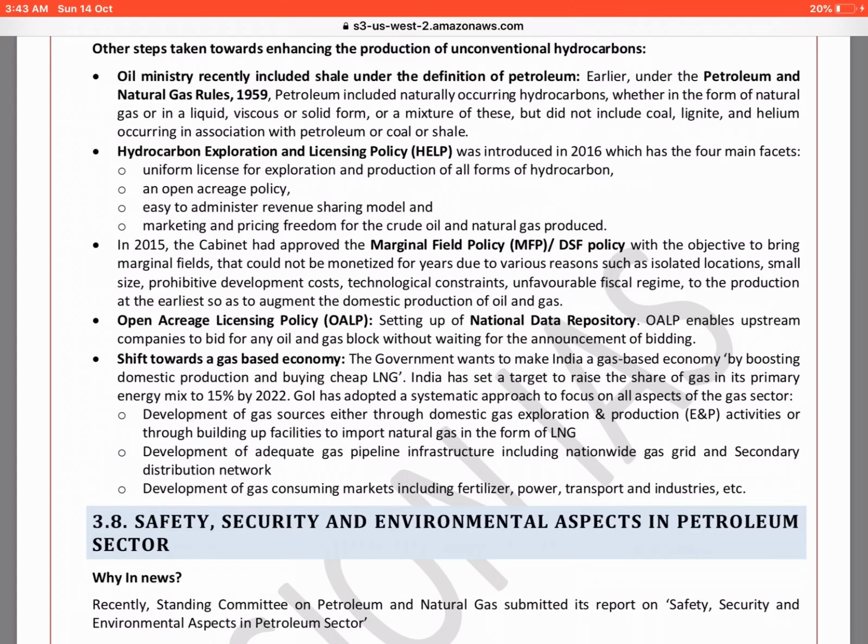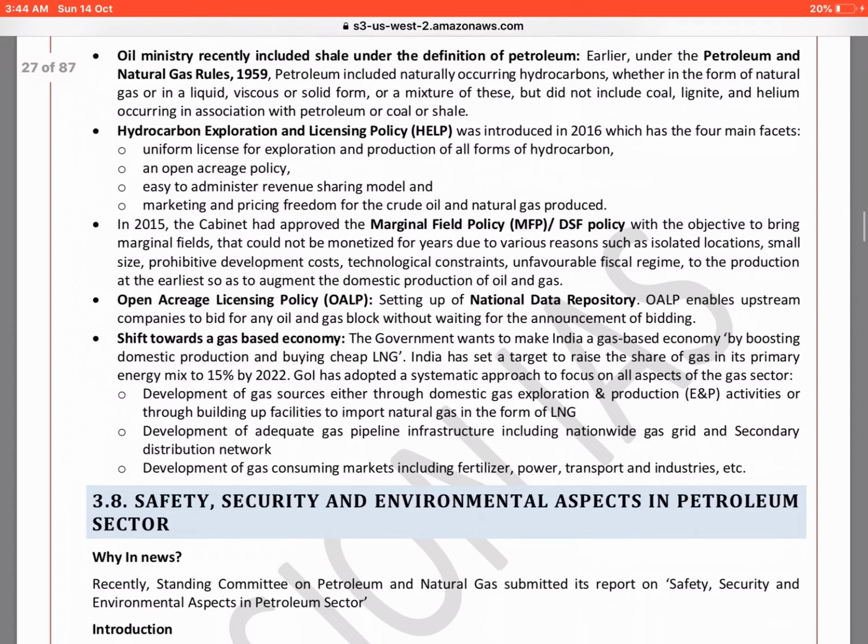Next, second is open acreage policy. So what happens in open acreage policy? It enables the company to ask for bidding for oil and gas blocks without waiting for the announcement of bidding. So earlier what used to happen is that the government used to call for bidding, the companies would come and then the bidding process would take place, but now it is not the case. Companies can bid for oil and gas blocks without waiting for announcement of bidding. This is the open acreage policy.